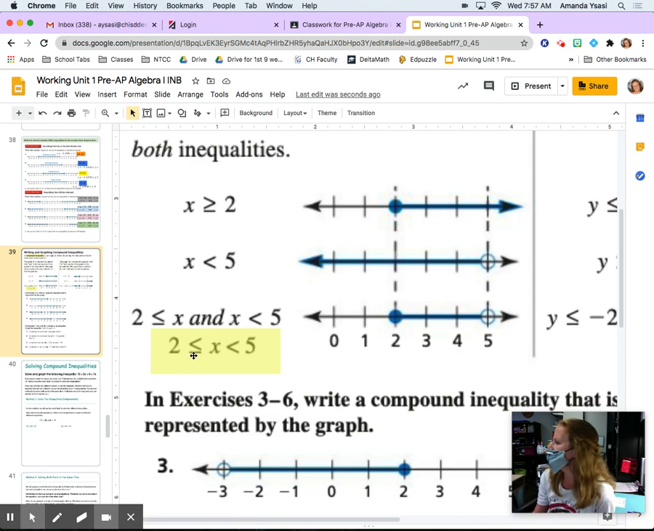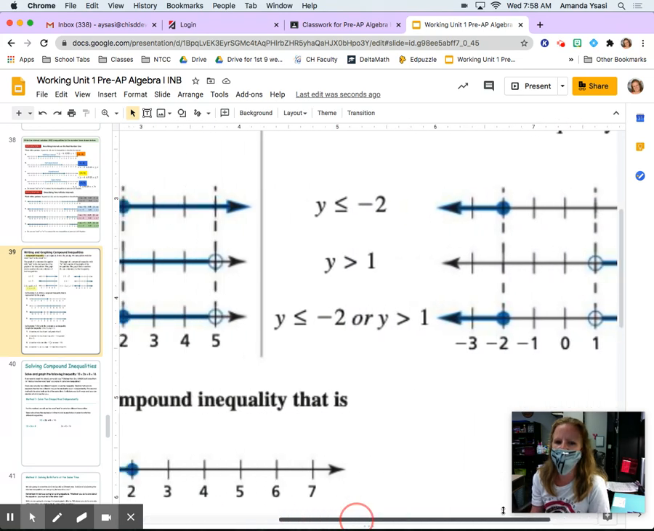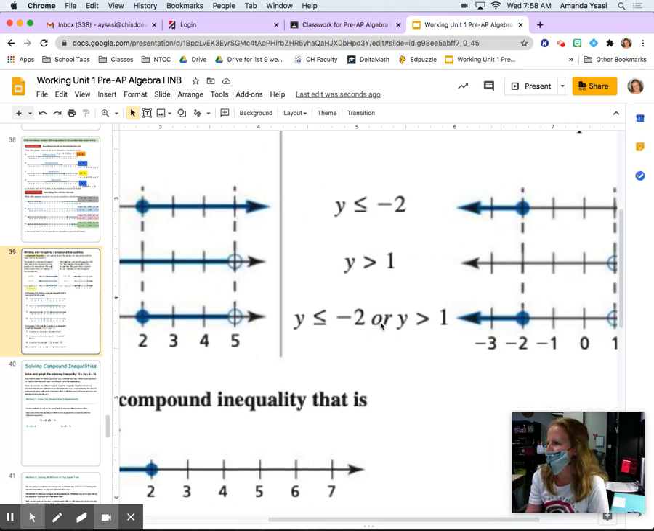And then if you're going from least to greatest, you always do less than symbols. If it's a solid, a closed dot, then it's going to be "or equal to." If it's an open, then it's just going to have less than. So we are going to write the inequalities like this now. You can write it like this or this, but we are going to practice writing it like this for the ones that overlap. These over here can still be written the same way with "or" between them.